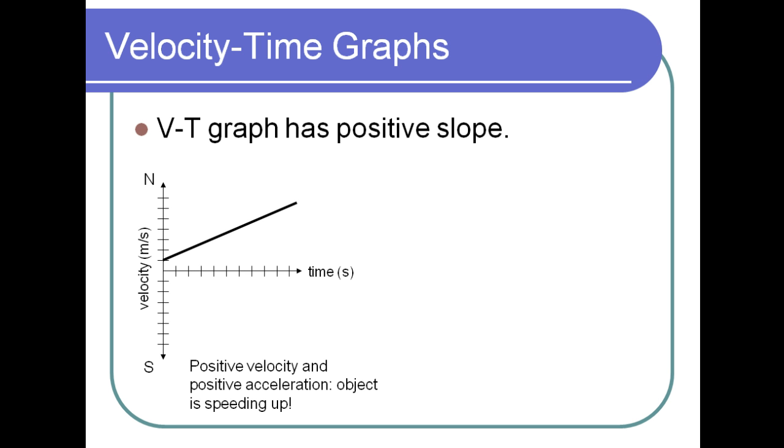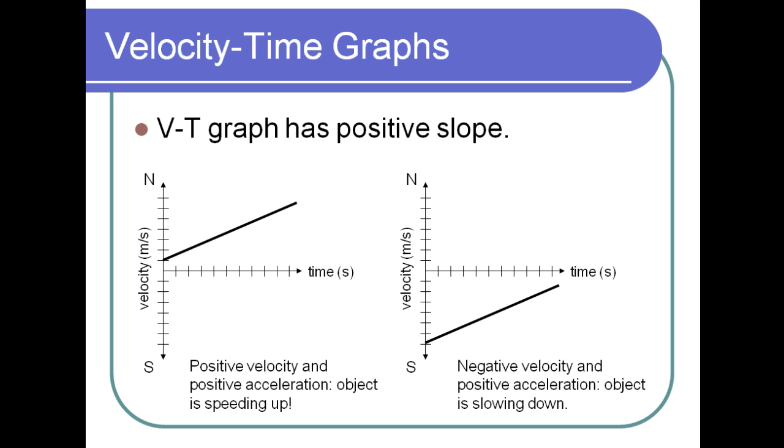So here's the velocity versus time graph with a positive slope. It has a positive velocity and a positive acceleration. Therefore, the object must be speeding up. It is accelerating. So we have a negative velocity and a positive acceleration. So the object is slowing down at this point. So negative velocity, positive acceleration means we're slowing down.